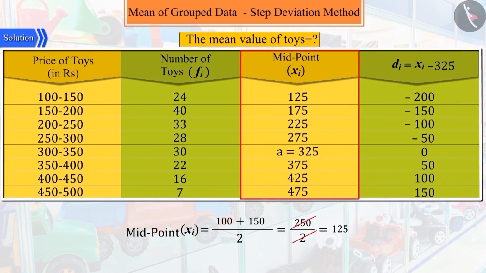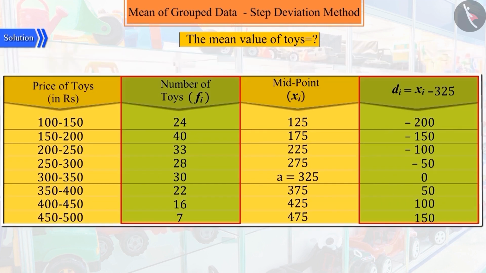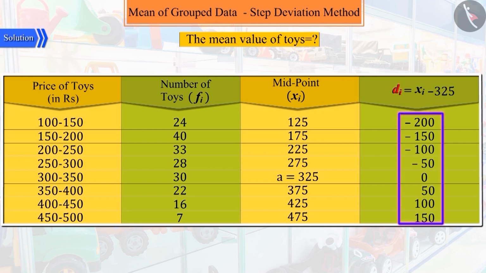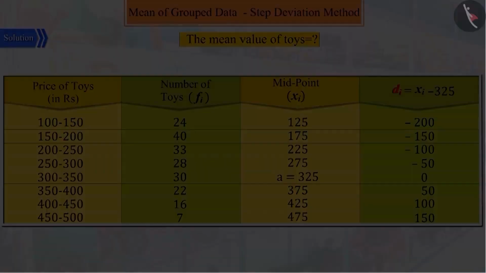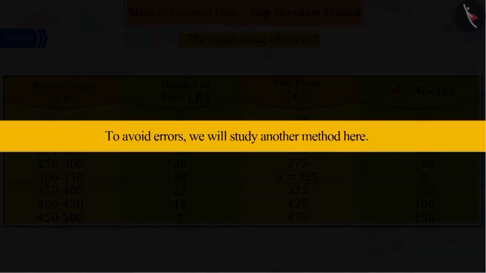And then we multiply the fi and di. But here we see that the values of di are large enough to cause an error. So to avoid errors, we will study another method here. Let's try to understand this.